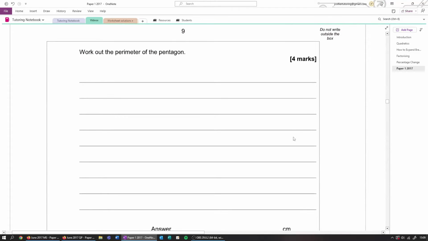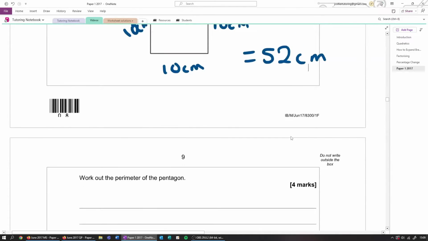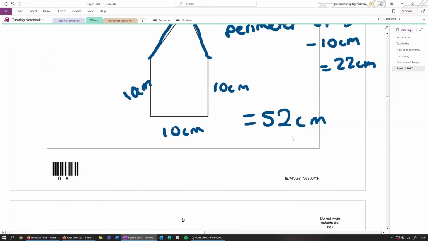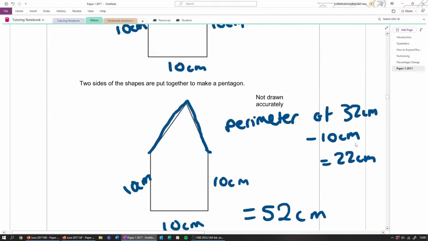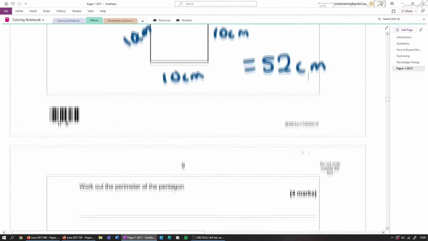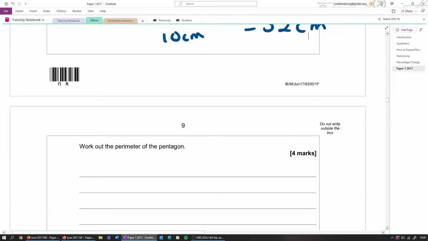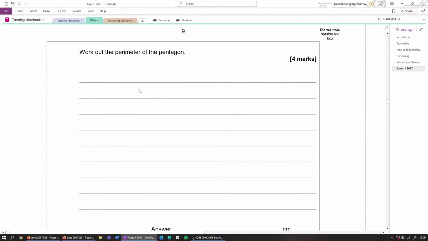In the exams, do not write how I have, like on the sides of the paper. I'm doing that because this pen is very thick so that you guys can see it easily. In the paper, you need to keep inside of the box. It does say do not write outside the box, and obviously use these lines.